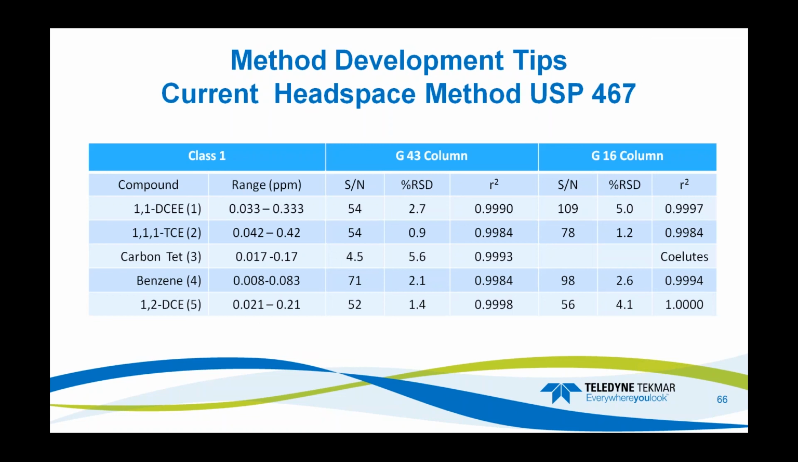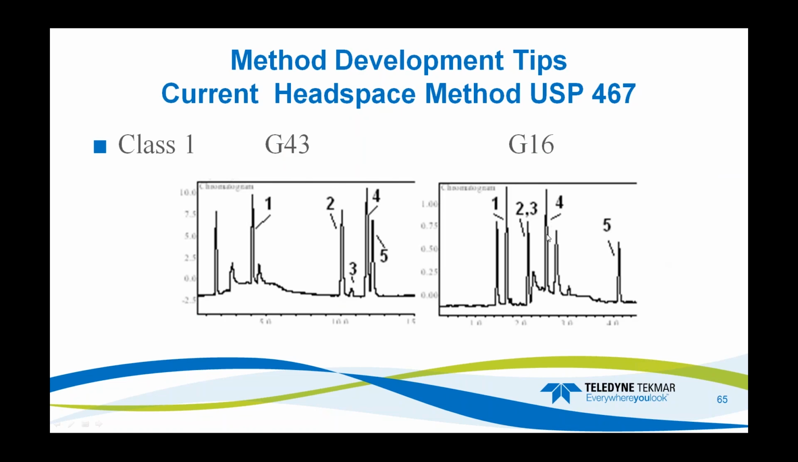Created a calibration range so we could get an R-squared value. We also did 3 samples at the concentration required by the pharmaceutical method. And we also looked at signal-to-noise ratio for the class 1s, which is a requirement of the pharmaceutical method. And as you can see for the class 1 compounds, we met all the requirements, got very good RSDs for these compounds. This one, as I showed on the previous page, co-elutes with that peak, so you cannot see it.